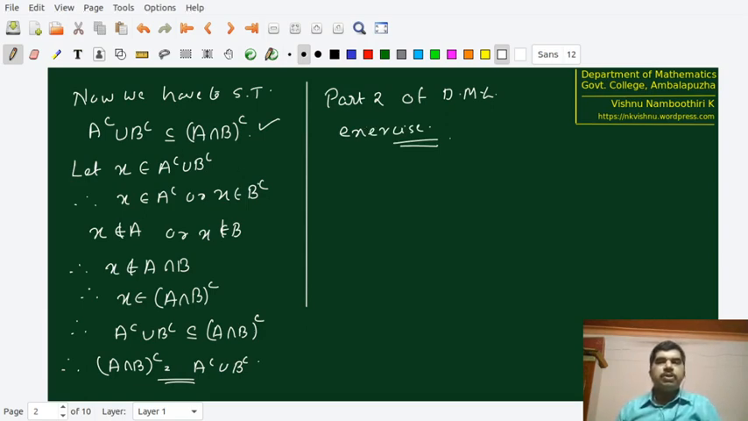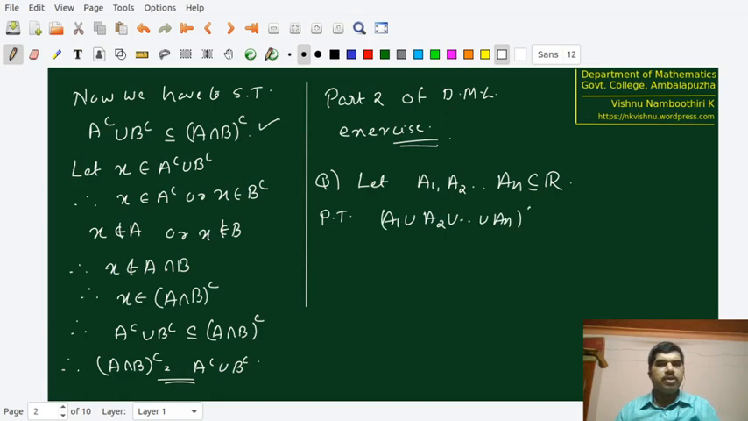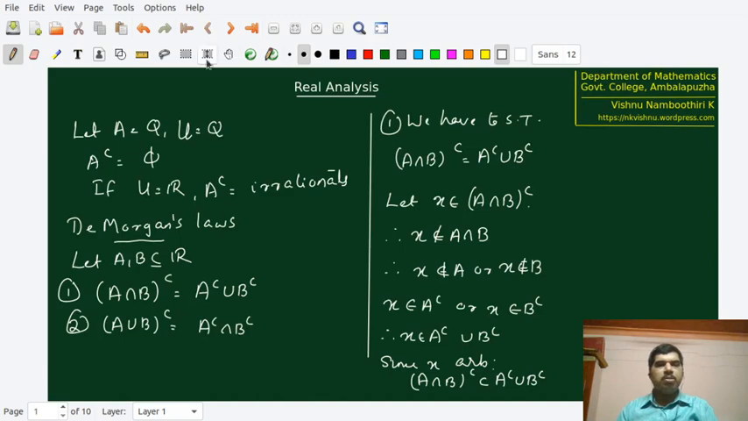Now we will see an exercise using De Morgan's laws. The question is the following. Let A1, A2, etc., An be subsets of R. Prove that (A1 union A2 union etc. union An) complement is equal to A1 complement intersection A2 complement intersection etc. intersection An complement. That means that union and complement will become complement and intersection.